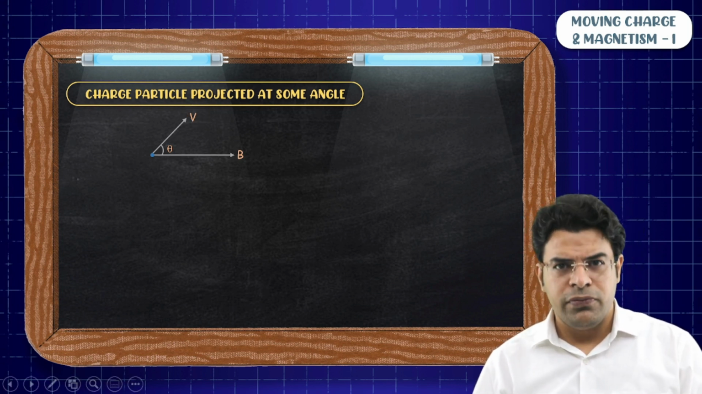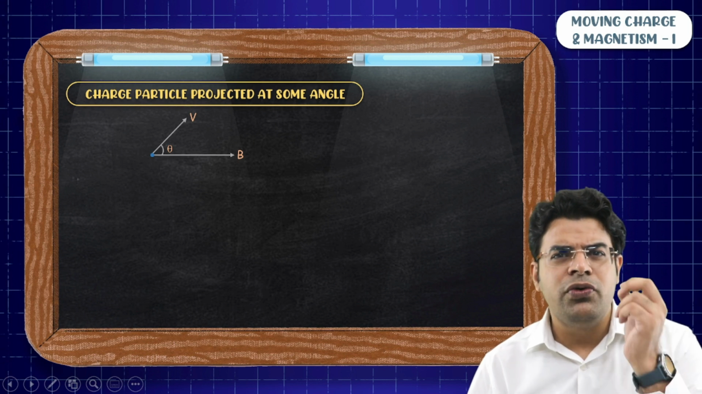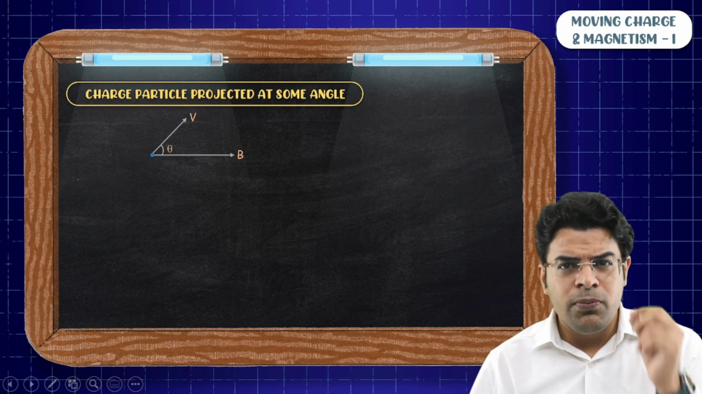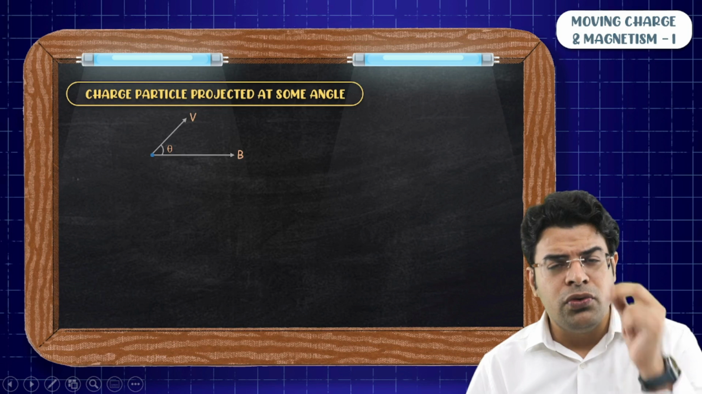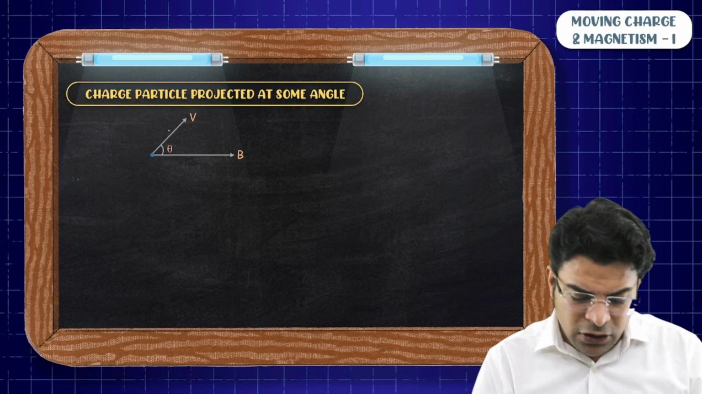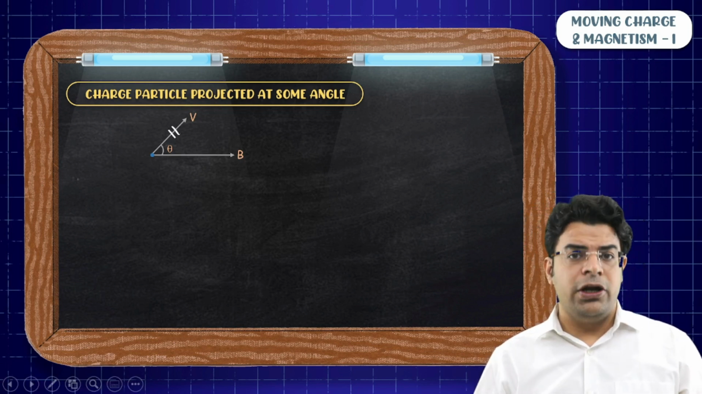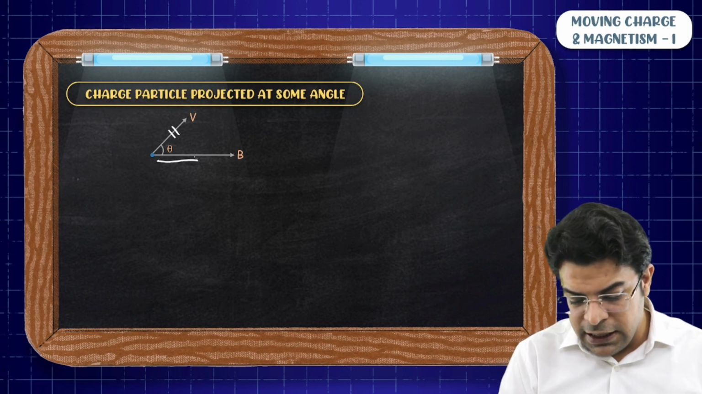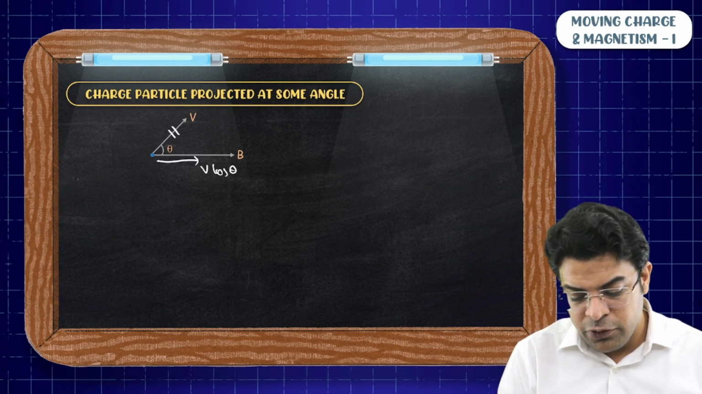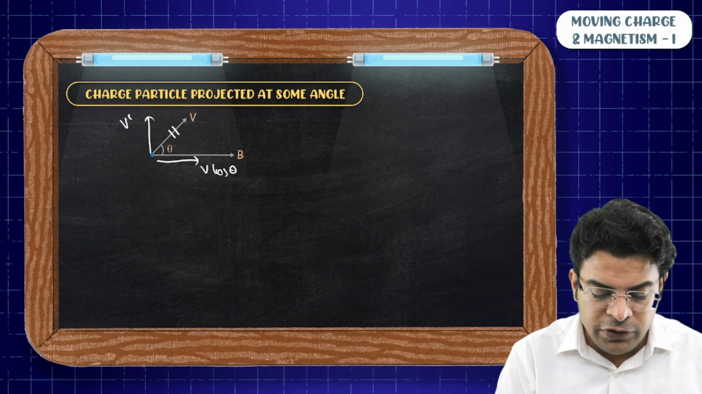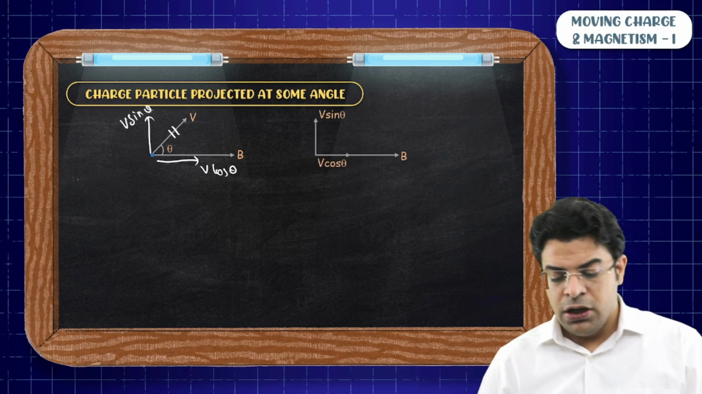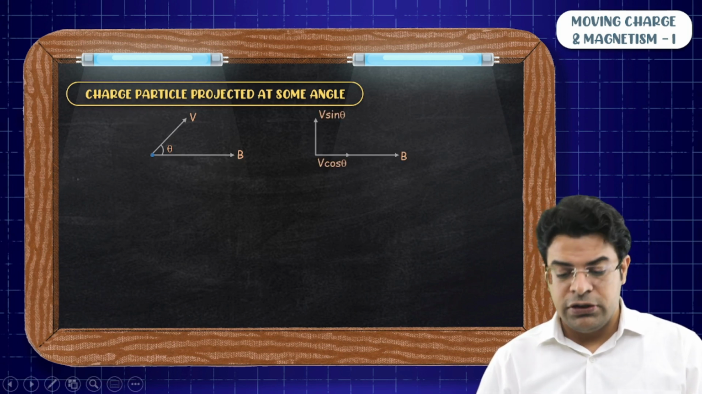Now sir, what to do? Beta, again what you did in projectile motion, you break it down into two directions. Break down the velocity vector into two perpendicular components. One in direction of field, that will be v cos theta. One in direction perpendicular to field, which will be v sin theta. And now start visualizing them one by one.